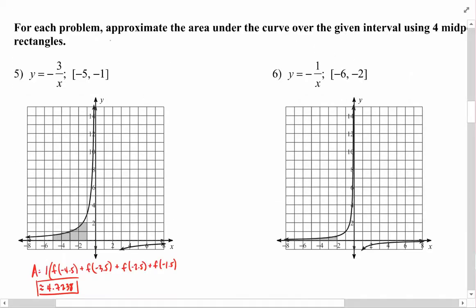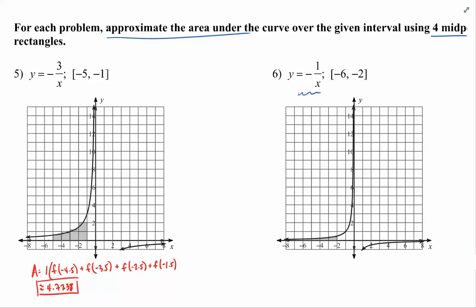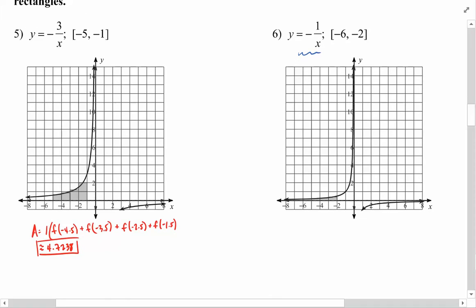And in this example, we're approximating the area under a curve. This time we are using 4 midpoint rectangles. And on this equation, since the height of the rectangles is unknown, it will be a good idea to go ahead and compute what each one would be. So in general, again, we know that the area is equal to the width of each rectangle, which in these cases has always been 1, times the height of each individual rectangle.